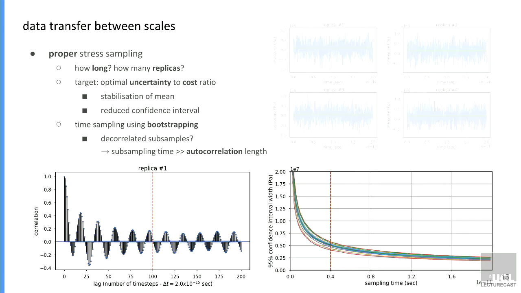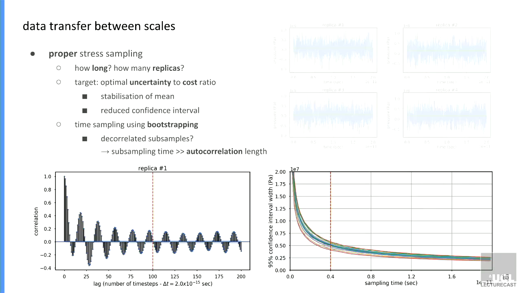And we check how many autocorrelation lengths we need to compute to have a reduced 95% confidence interval on the stress. So we arbitrarily choose something like 0.4, so that's 40 picoseconds to get the stress. We homogenize and feed it back to the macroscale. So we choose that by checking.